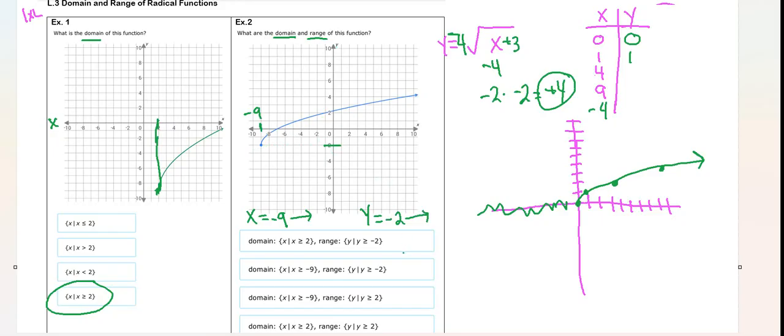So we just need to find -9. Here it is, this one: x is greater than or equal to -9. Y is greater than or equal to... oh, no, it's -2, not that one. See, I almost made a mistake. -2. Tricky, tricky. Be careful.